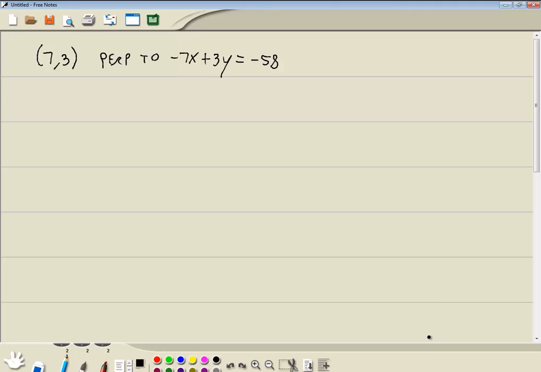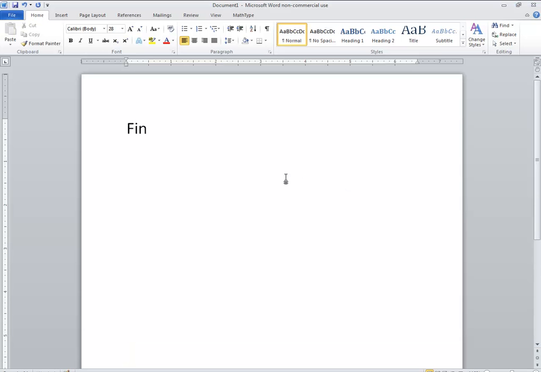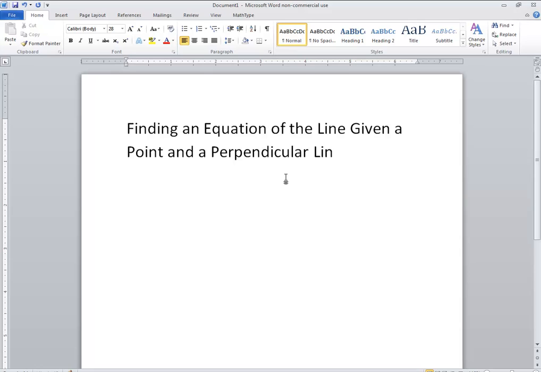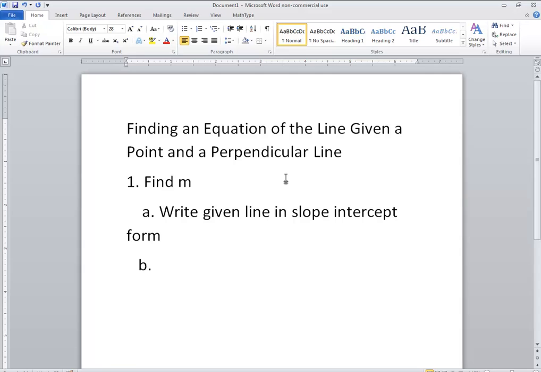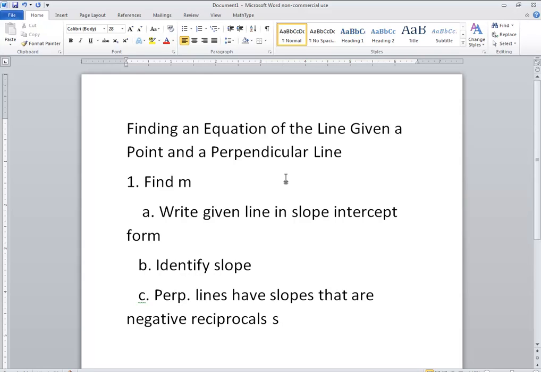Okay, let's refresh our memory on the steps for finding an equation of a line given a point and a perpendicular line. Step 1, we want to find m. Our first substep is to write the given line in slope-intercept form. Our second substep is to identify the slope. Our third substep says perpendicular lines have slopes that are negative reciprocals. So m is equal to, dot, dot, dot. And we'll come back to that.